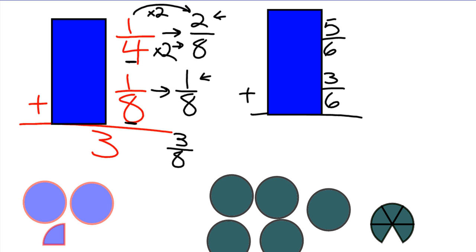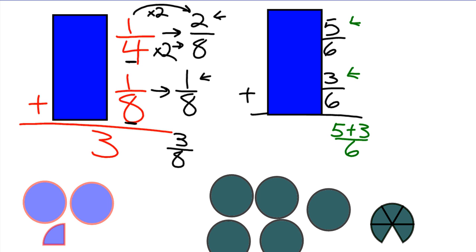Now let's look at the other one. This other problem is when we already have a common denominator. So what we'll need to do is add the two numerators here. 5 plus 3 over 6, which we know is equal to 8/6. But that's an improper fraction. So we will have to figure out what 8 divided by 6 is and convert it into a mixed number.